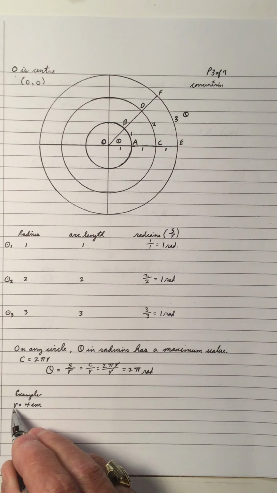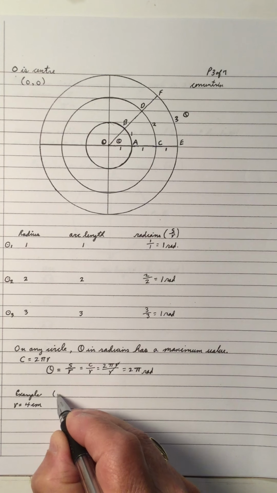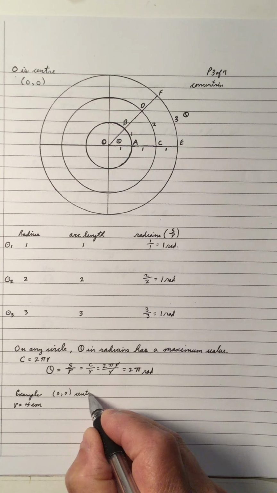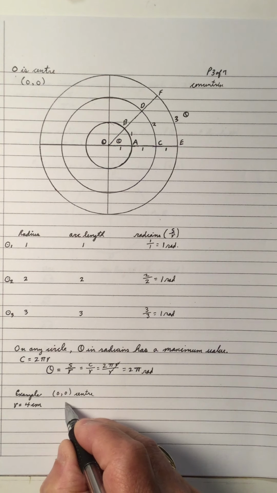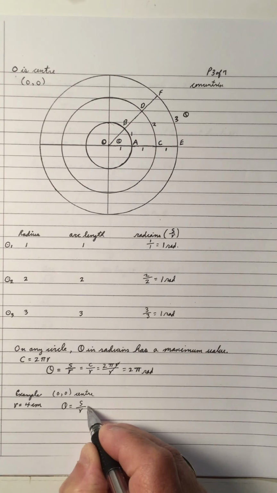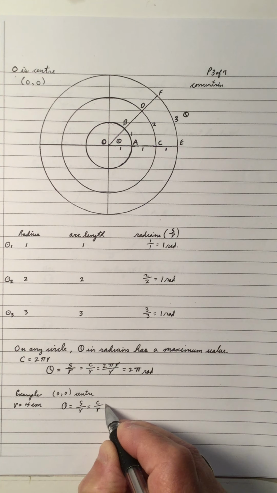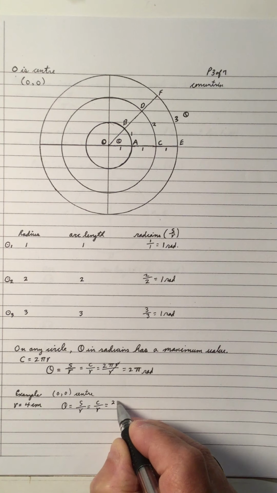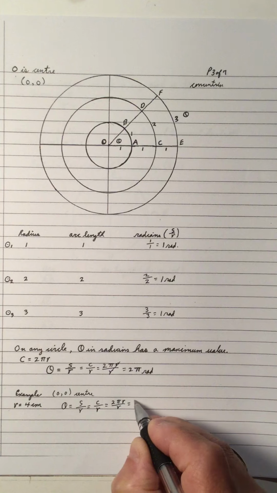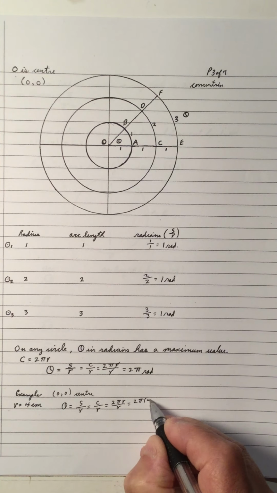Let's do an example of a circle. Again, we're going to say the circle has a 0, 0 center. The radian measure is the arc length divided by the radius. The arc length is the circumference, 2 pi r divided by r, and so it's 2 pi. The radius is 4 centimeters.